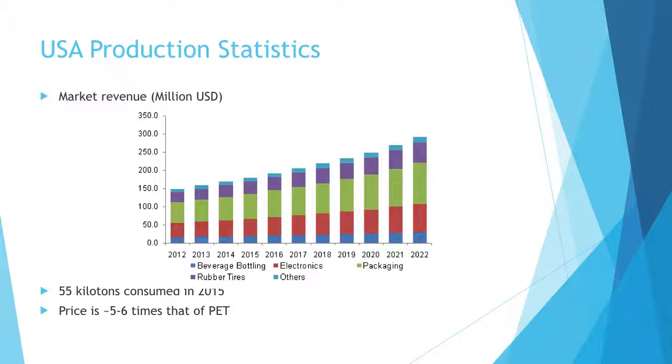Market revenue for PEN polymer sales is approximately $200 million, and that is broken up into four main industries: beverage bottling, electronics, packaging, and rubber tires. During 2015, the U.S. consumed 55 kilotons of PEN polymer. And although the price of PEN is 5 to 6 times that of PET, it is expected to go up over the next several years as more critical applications are needed for this.